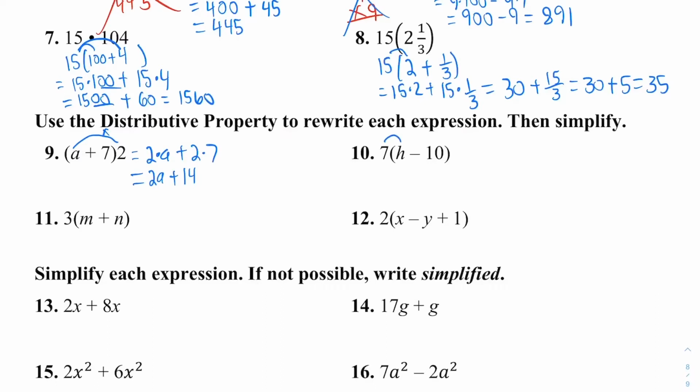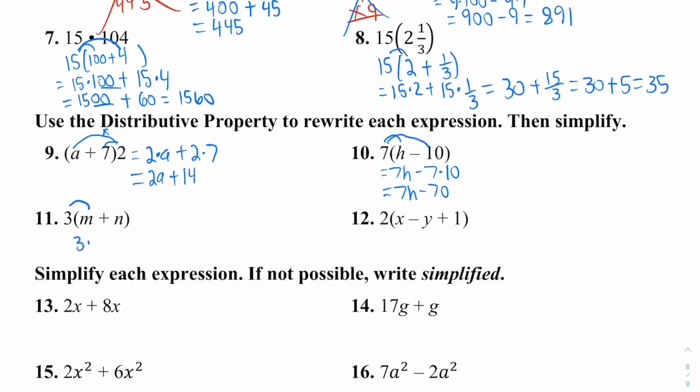7 times H. 7 times H is 7H. 7 times negative 10, or minus 7 times 10. 7H minus 70 is the answer.